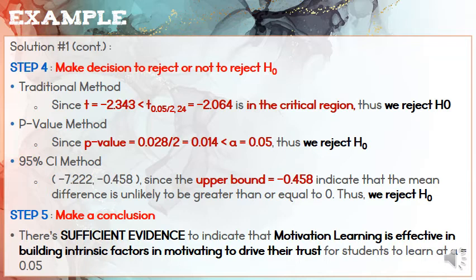So, make your conclusion. There is sufficient evidence to indicate that motivation learning is effective in building intrinsic factors in motivating to drive their trust for students to learn at alpha 0.05.